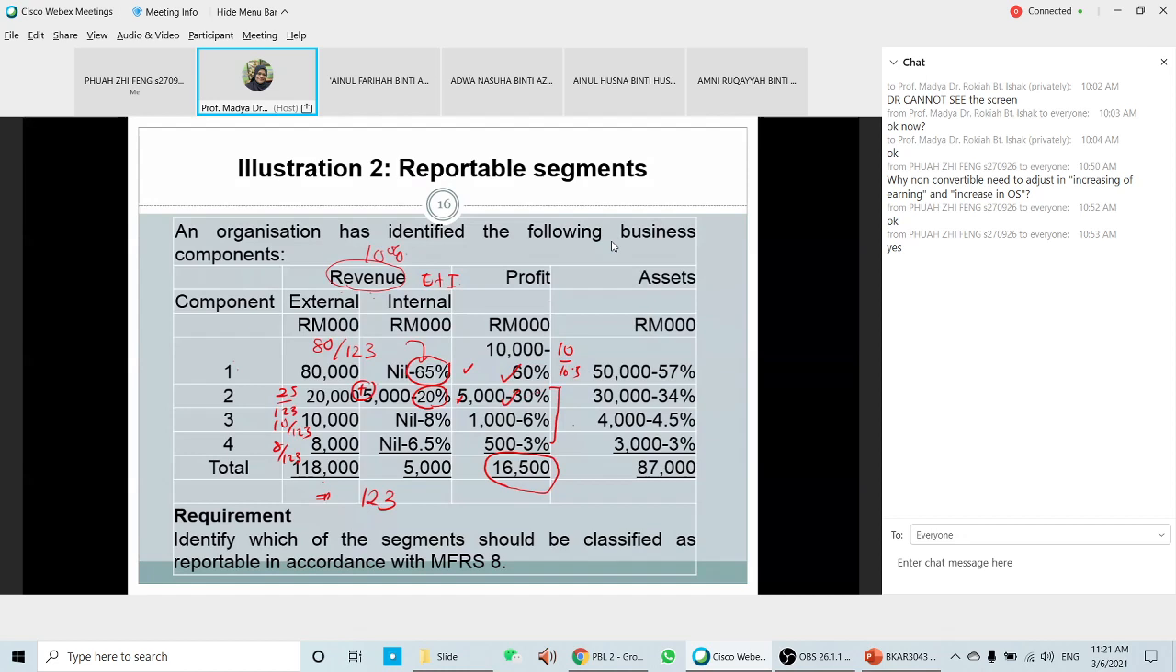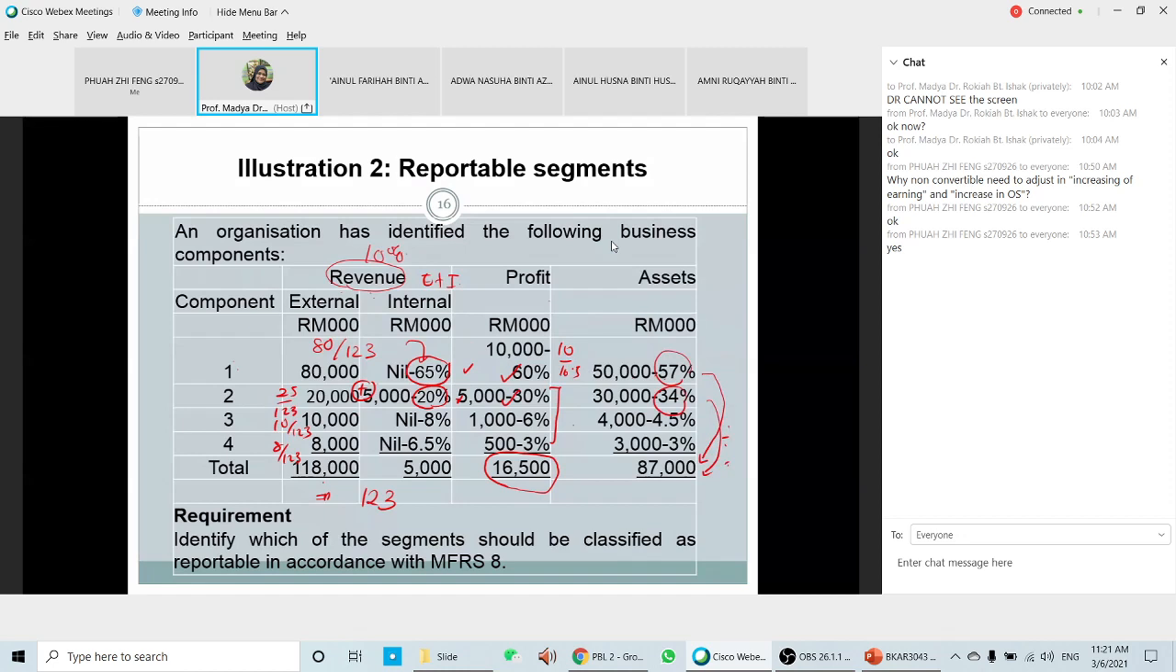Okay, now we test for the asset. So for the assets here it is 50 divided by 87. Same thing, so you're going to have 57 and 34. So both of these, 1 and 2, fulfill the criteria of 10%.